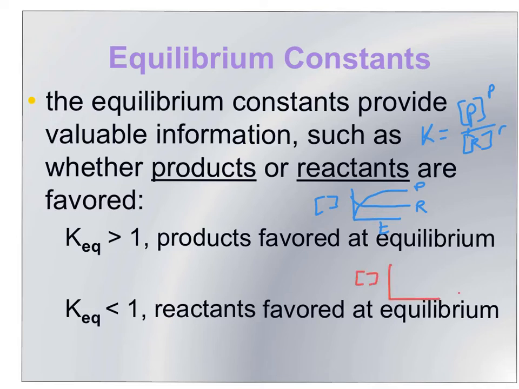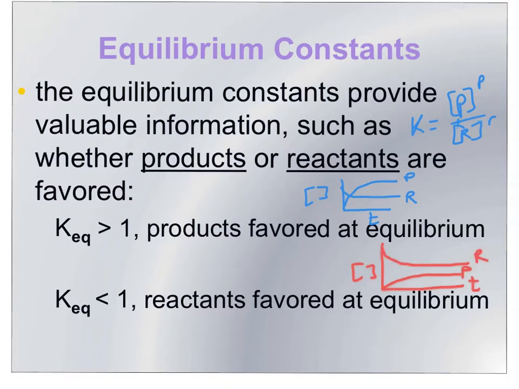Here's my concentration. This is time. That means that at equilibrium, my reactants are more than my products. So because of that, this ratio, this number will be smaller than this number, and so my K will be less than 1. So the K value helps us figure out how much reactants to products I have at equilibrium. If it is product favored like this, or if it's reactant favored like this.